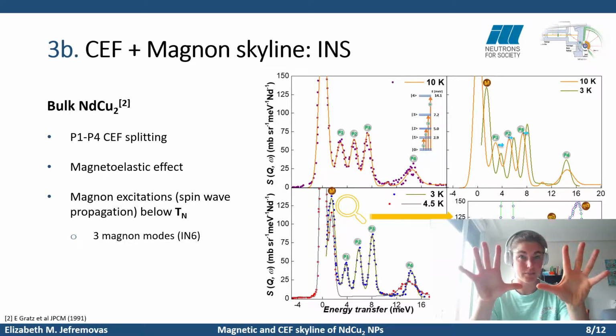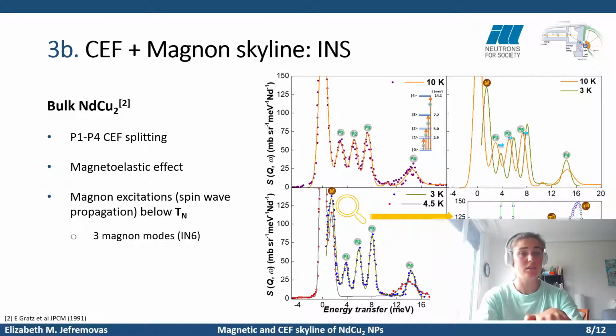Going now to the dynamic magnetic structure evaluated by means of inelastic neutron scattering, first I will set what is the starting situation. The starting situation, this is to say, the bulk alloy, has been studied in a previous study by Gratz and collaborators in 1991. They accounted for the existence of 4 peaks, P1 to P4, in the paramagnetic region, and then these peaks are shifted as the temperature is lowered, meaning that there is some magnetoelastic effect, and below the Néel transition there is a magnon peak that has been resolved to be formed by 3 magnon modes in iron 6 measurements emerge.